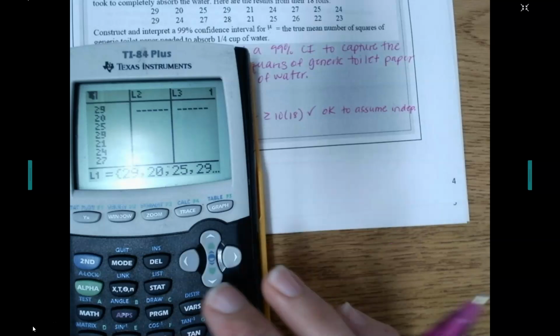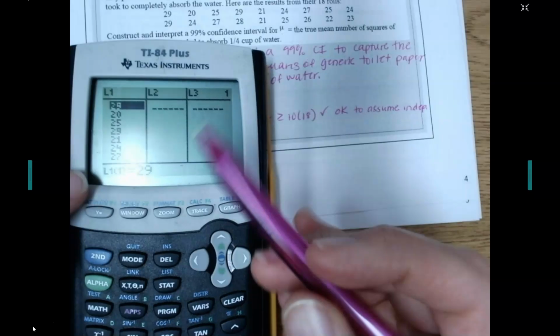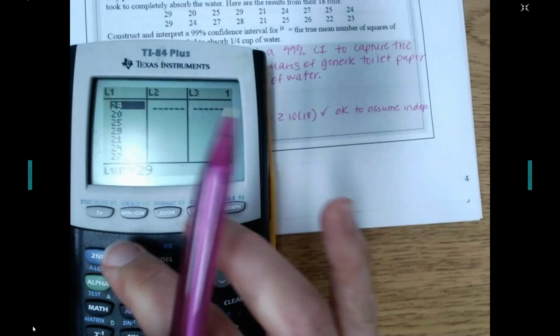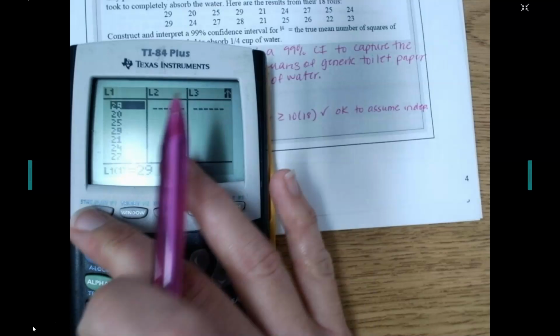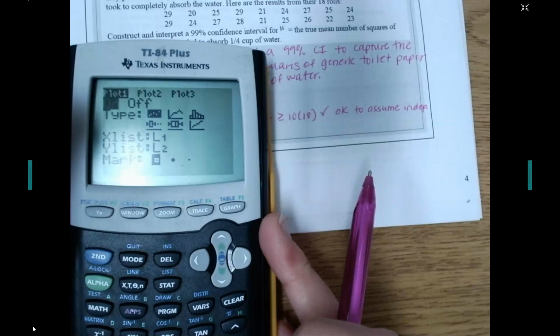Okay. Once you have everything in your list, do you remember how to graph? It's been a while, right? Okay, so stat plot is where we're going to go to graph. See right above y equals? So you're going to do second y equals. Go into the first plot to hit enter. Hit enter again to turn it on if it's not already on.